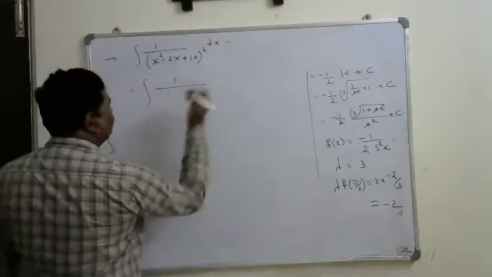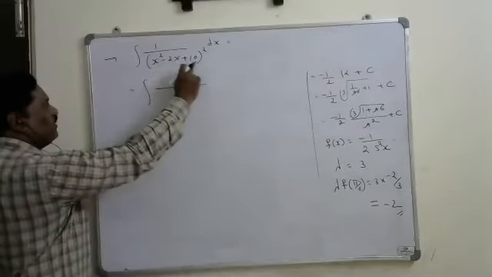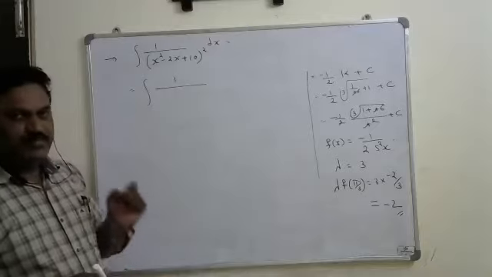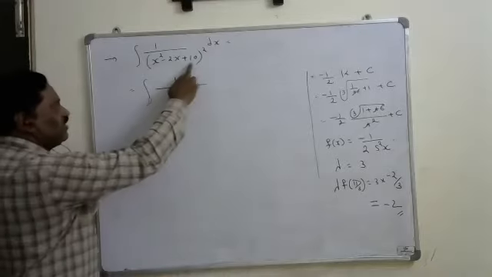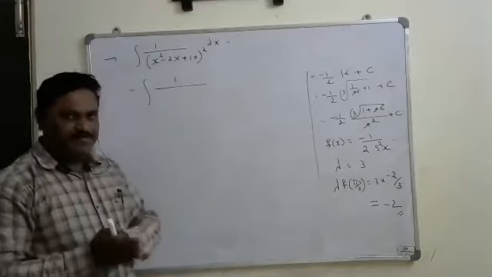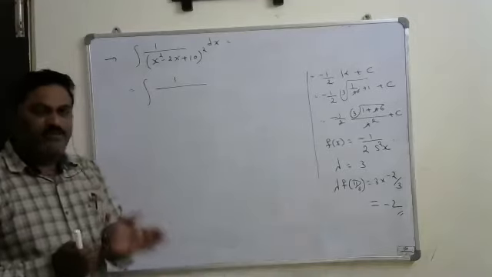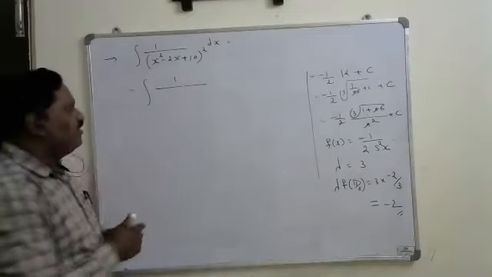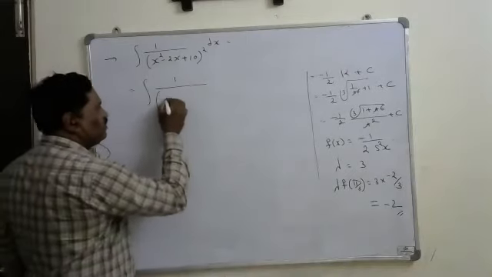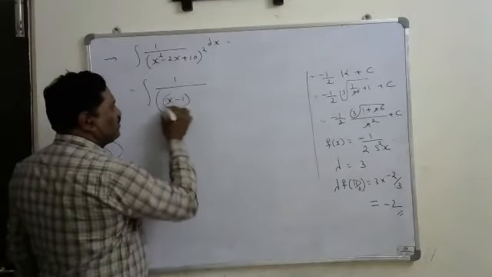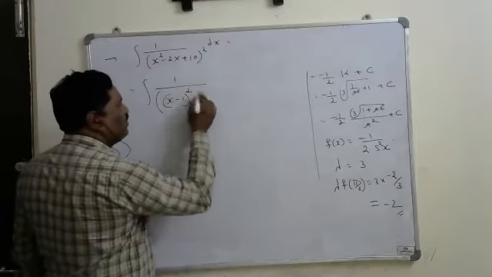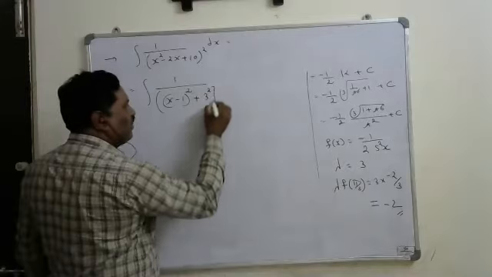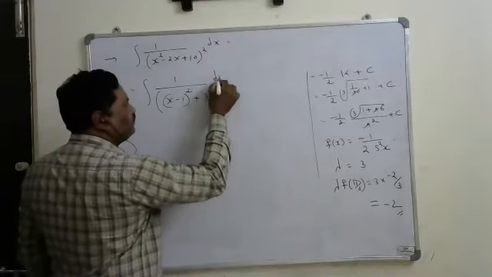1 upon x square minus 2x plus 10. How can you write this? X square minus 2x plus 10. Plus 10, I will write 1 plus 9. Then x square minus 2x plus 1, we can write x minus 1 whole square. X minus 1 whole square plus 9, and 9 we can write as 3 square. Whole square is the dx.